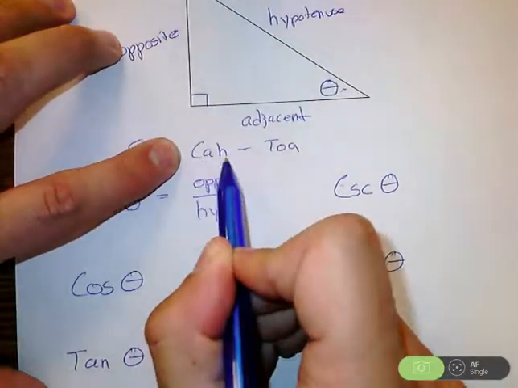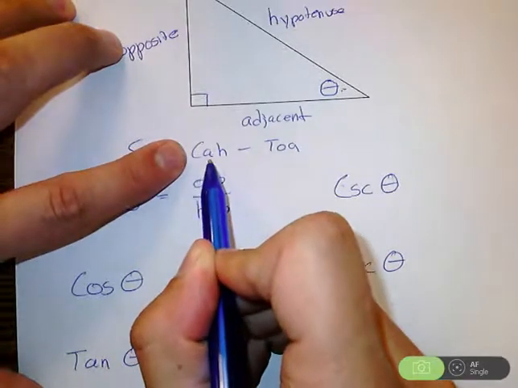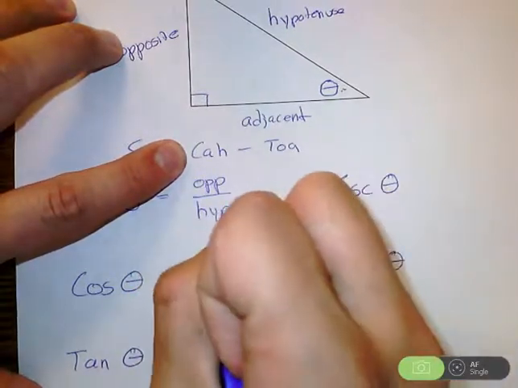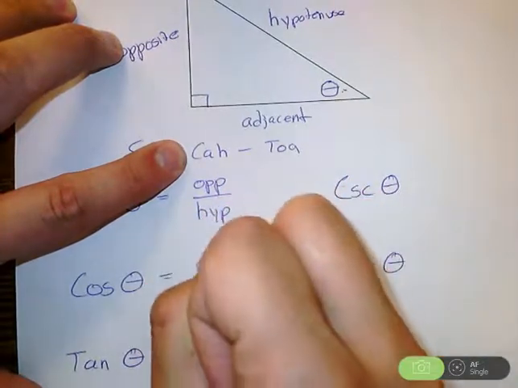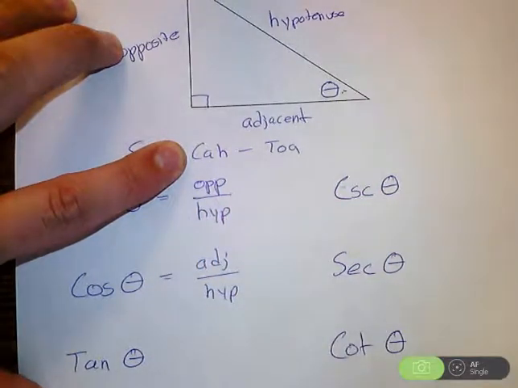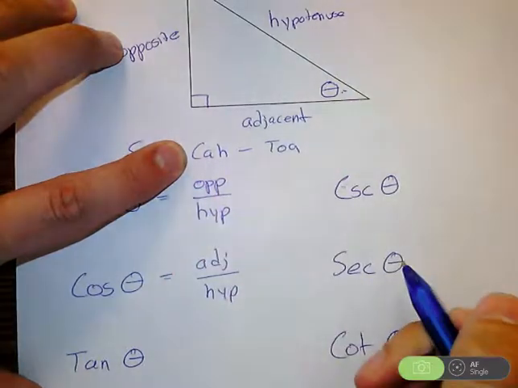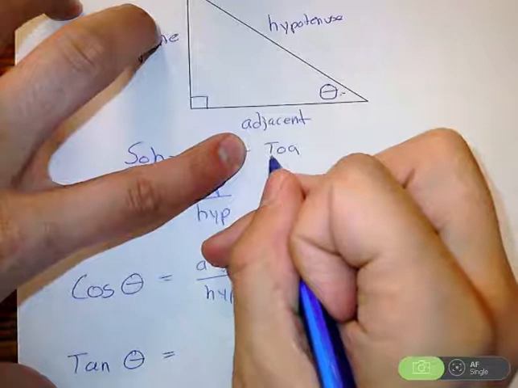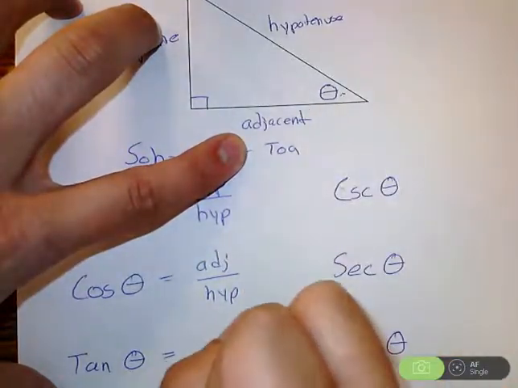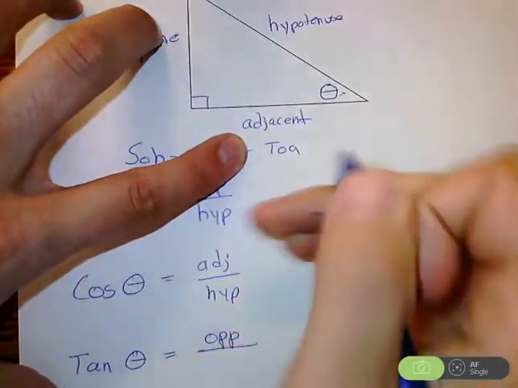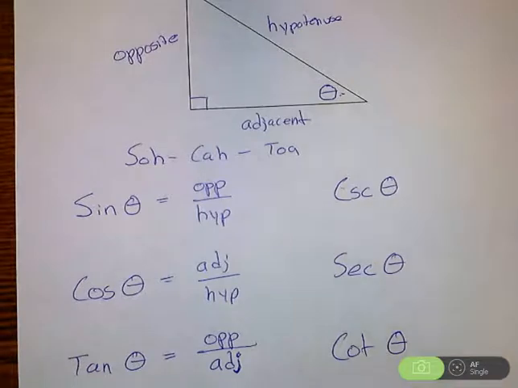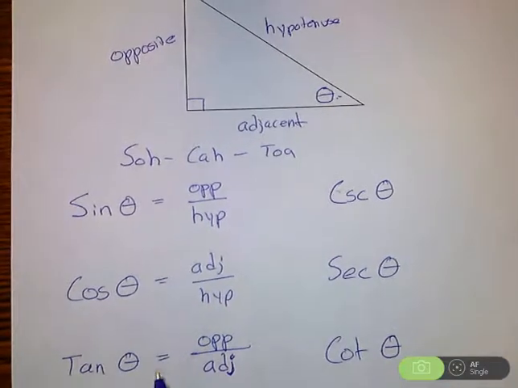Cosine is going to be CAH, and that's going to use adjacent, hence the A, and hypotenuse, which is going to be the adjacent divided by the hypotenuse, hence the A and the H. And then finally we have tangent, which is TOA. Tangent, the O is the opposite side, and the A is the adjacent side, opposite divided by adjacent. So we have sine, cosine, and tangent.